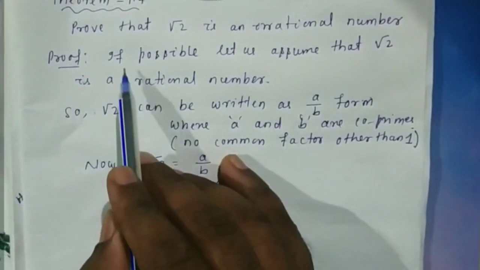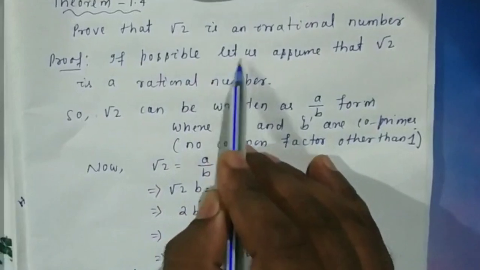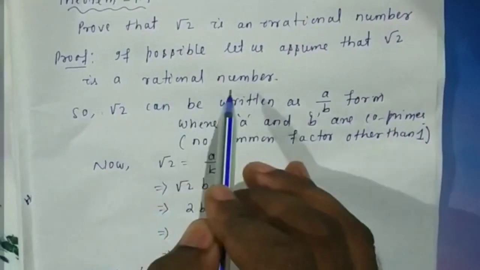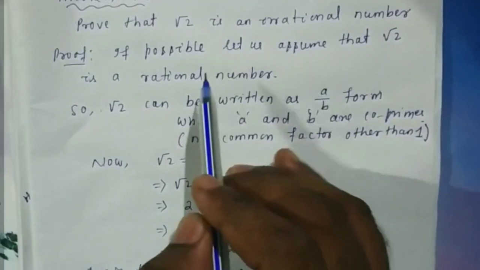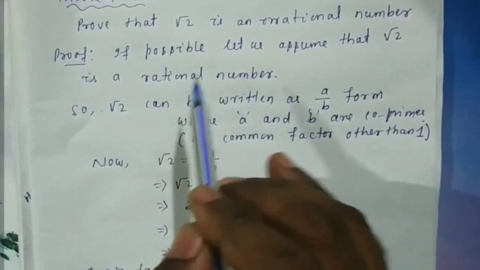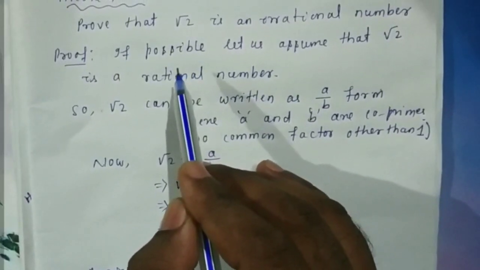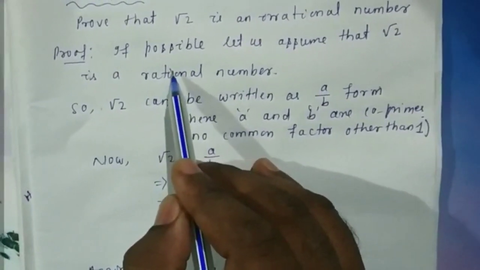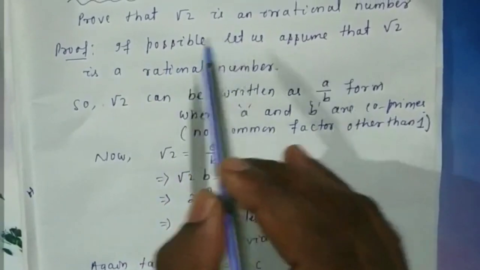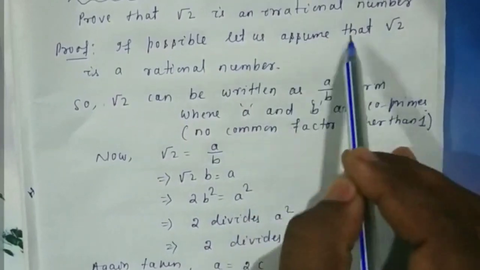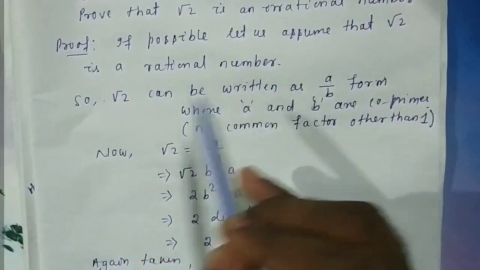Proof. If possible, let us assume that root 2 is a rational number. I said I'll prove by the contradiction method. First, I will say that root 2 is not an irrational number, it is a rational number. That's why I said, if possible, let us assume that root 2 is a rational number.